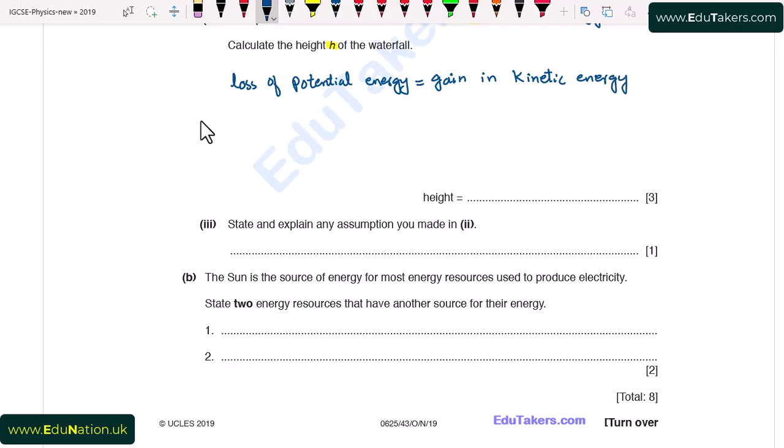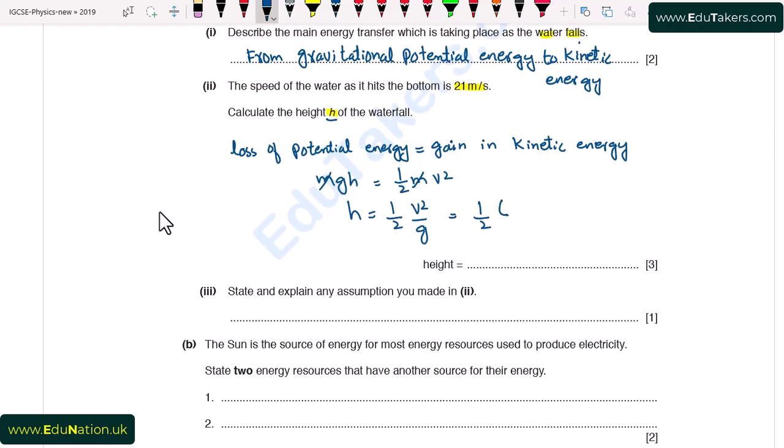Here potential energy is mgh and the kinetic energy is half mv square. The m cancels on both sides and we have to find the height h. So h will be equal to 1 over 2 times v square over g. Now by putting in values, it is 1 over 2, and the value of velocity is 21. We have to take its square and divide it by g. The value of g is 10 meters per second square, the acceleration due to gravity. So the height comes to be 22.05 meters.